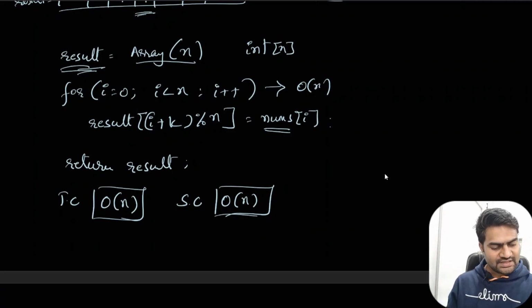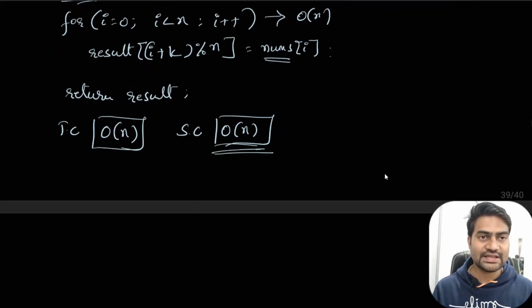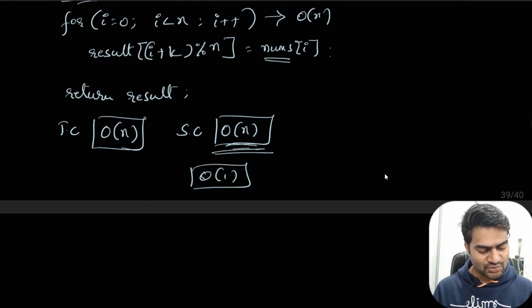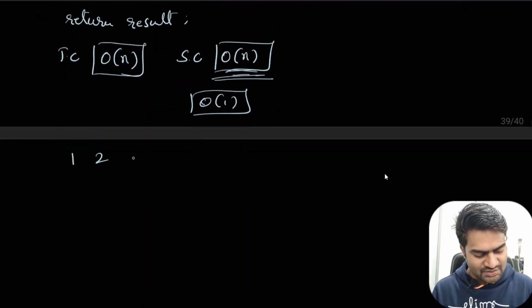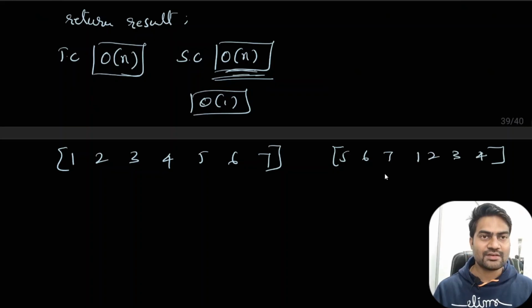Now if you see here, we are using extra space to rotate this array by k positions. But with this, the interviewer will not be happy. So we will need to boil this down to order of 1 space complexity. So how to do that? Let us take the array again: 1, 2, 3, 4, 5, 6, and 7. What will be our shifted array? It will be 5, 6, 7, then 1, 2, 3, 4.